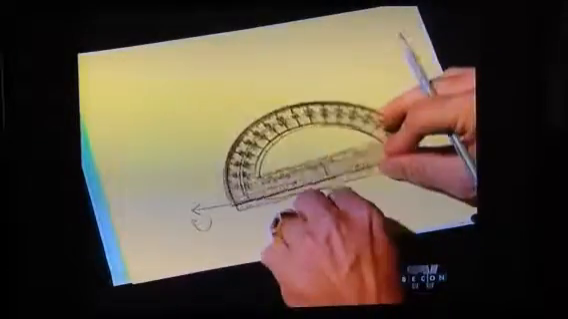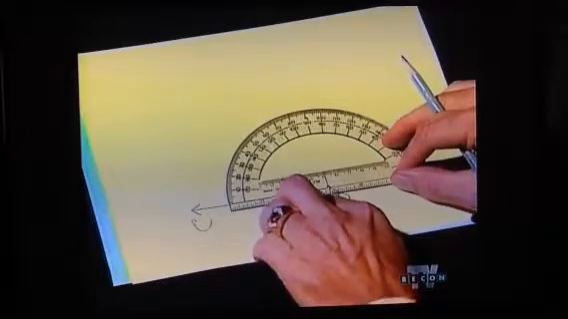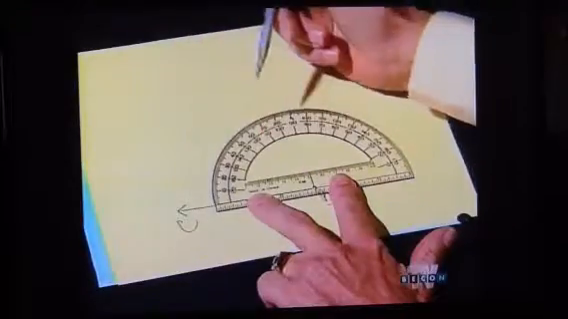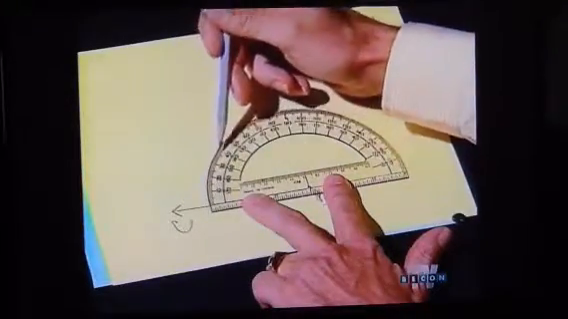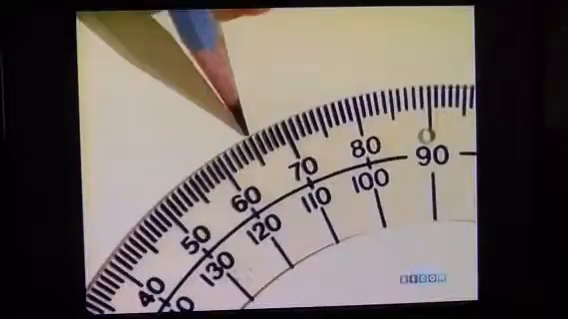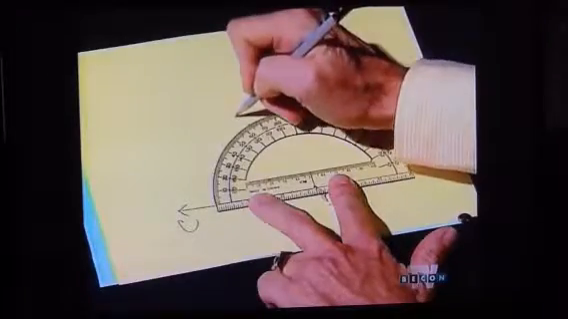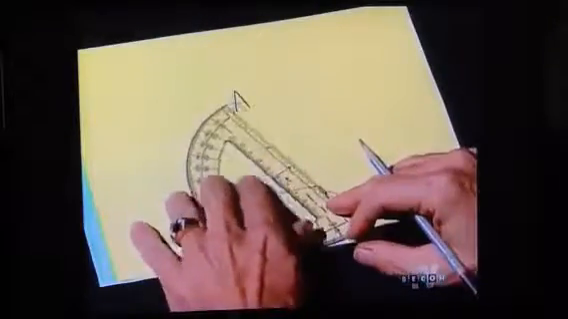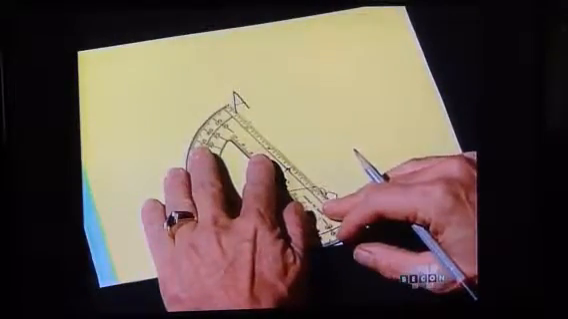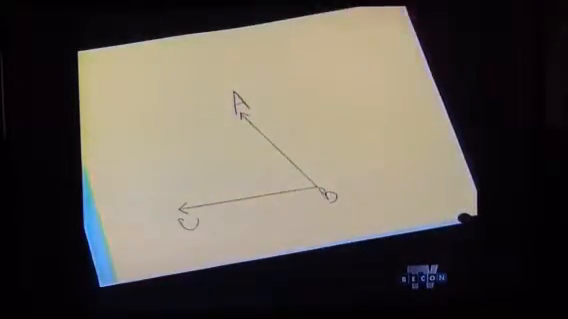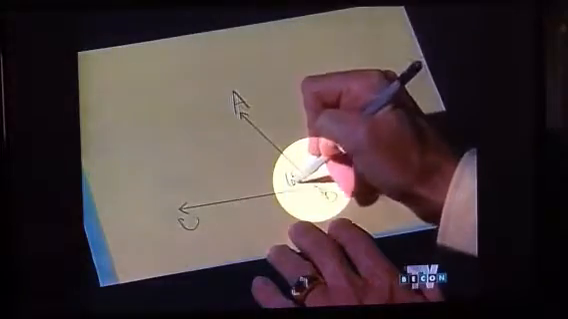Now I will place the center of the protractor at point B, which is going to be my vertex. I will line up the protractor on ray BC. I will follow the outside edge of the protractor until I reach 65 degrees. I will place a point and label it A. Now, using the straight edge of my protractor, I will connect point A and point B. I have just constructed a 65-degree angle.